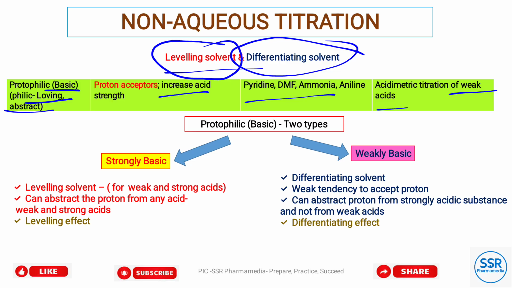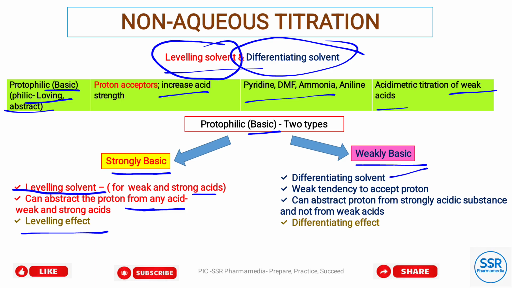Protophilic basic solvents are of two types, strongly basic and weakly basic. Strongly basic solvents act as leveling solvents. For weak acids and strong acids used in titrations, they can accept the proton from any weak or strong acid, so they show a leveling effect. Weakly basic solvents are also called differentiating solvents.